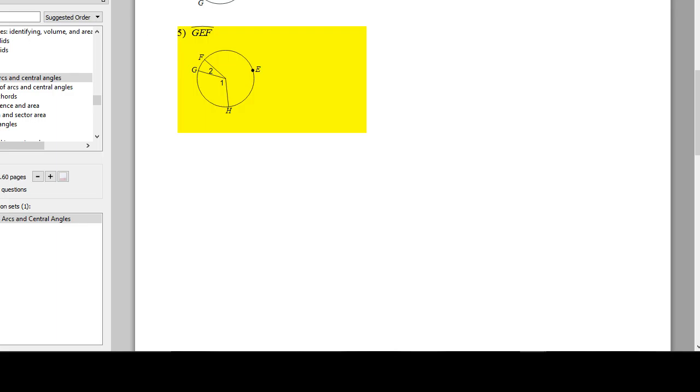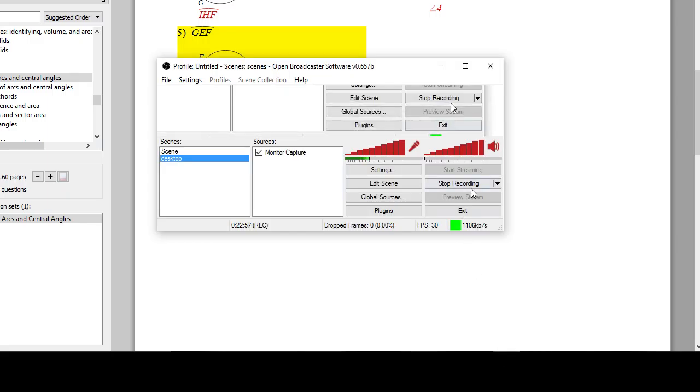Because 2 has both a major and a minor arc. What would the minor arc for 2 be? GF. What would the major arc for 2 be? GEF. You see how that works? Yeah. All right, I'm done. Let me stop this.